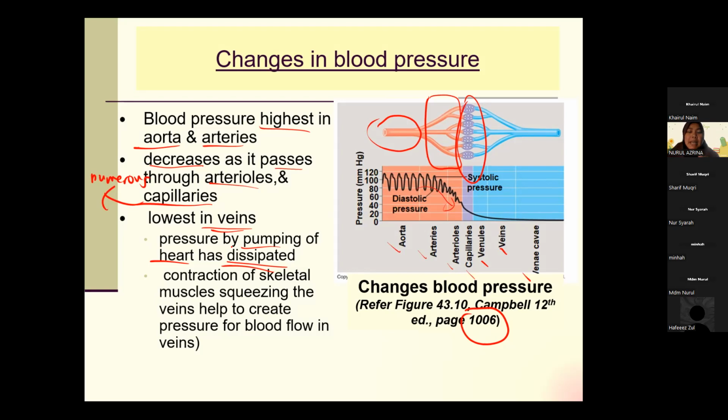But what makes blood can still flow in the vein despite the lower blood pressure in the vein? That is due to the contraction of skeletal muscle. So the contraction of skeletal muscle squeeze the vein, right? So as it squeeze the vein, it can help to create pressure for the blood to flow within the vein, right? Okay, so that is how to explain and how to understand the changes in blood pressure at different blood vessel. Okay, right.